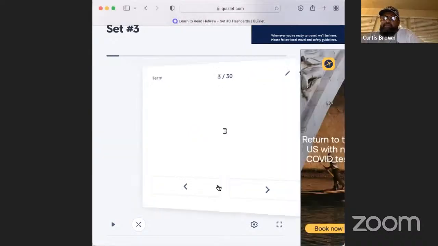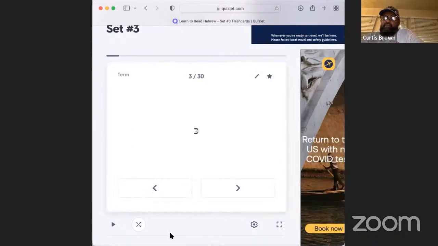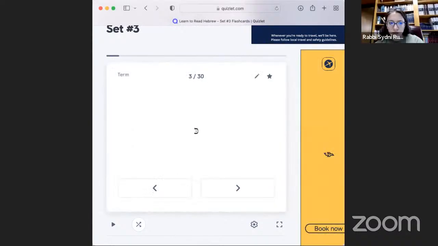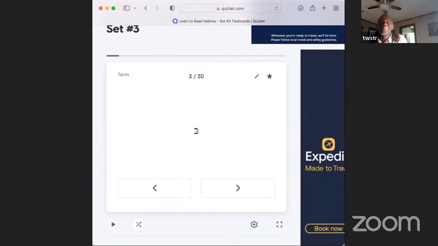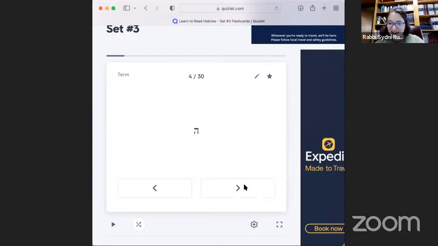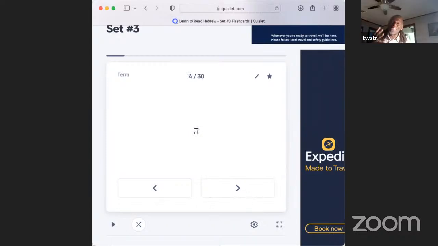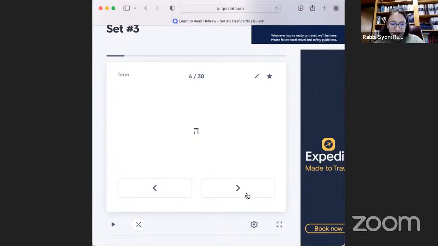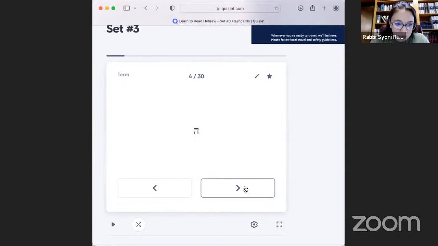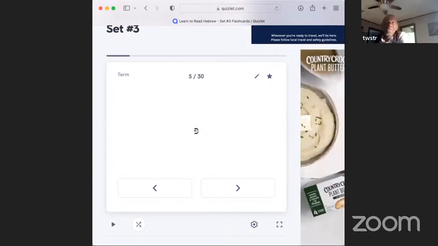Great. All right, Dr. Strain. Okay, this is the one that gets me. This is a kuf. It's a kuf. Nice. It's like those four Ks that just get me. Exactly. That is a hay. That is a pay.